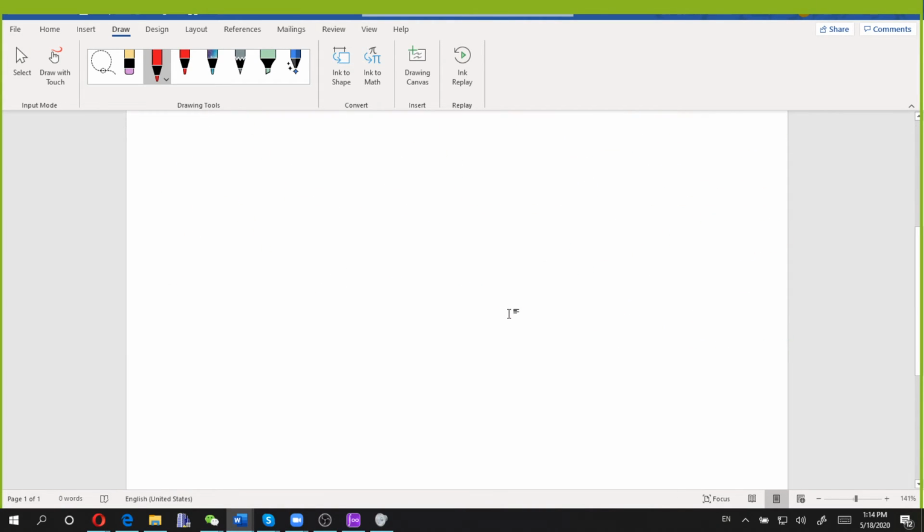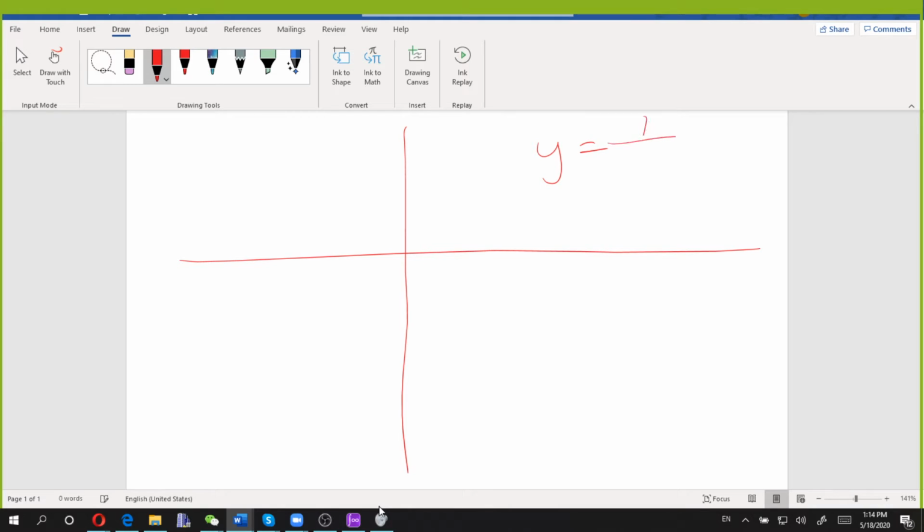Okay, let's try another. This is y equals 1 over x. As x approaches 0 from the left, I'll have a really small negative number. If I'm dividing by a really small negative number for x, then I'm going to get a larger and larger negative number, so it'll look like this.